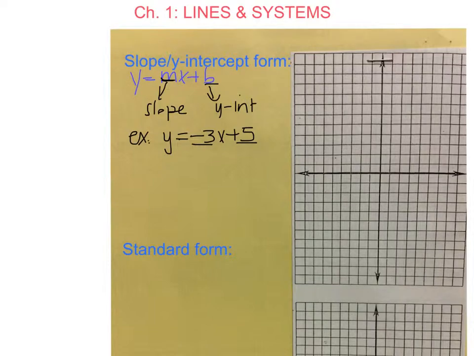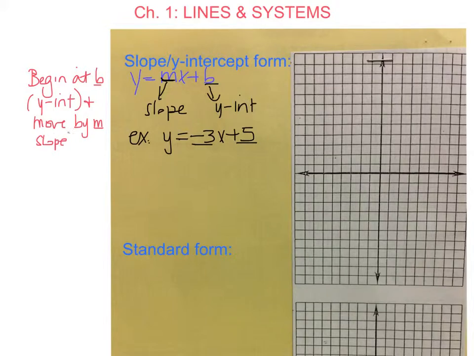When you're given an equation in slope y-intercept form and you want to put it on a graph, there's a general rule. The general rule says begin at b, which is the y-intercept. So you start at the point where the line crosses the y-axis, and you move by m. And again, m is your slope.